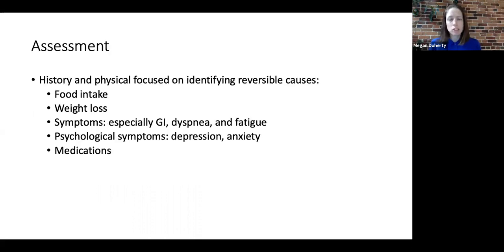In our initial assessment of anorexia and/or cachexia, we should focus on identifying reversible causes. Look at food intake and weight loss to see if these can be addressed. Look at symptoms that may be unrelieved, such as gastrointestinal symptoms, dyspnea, fatigue, or even pain. Look at psychological or emotional issues such as depression and anxiety, which could lead to poor oral intake, which could be identified and reversed. And look at medications, which may be suppressing the child's appetite.